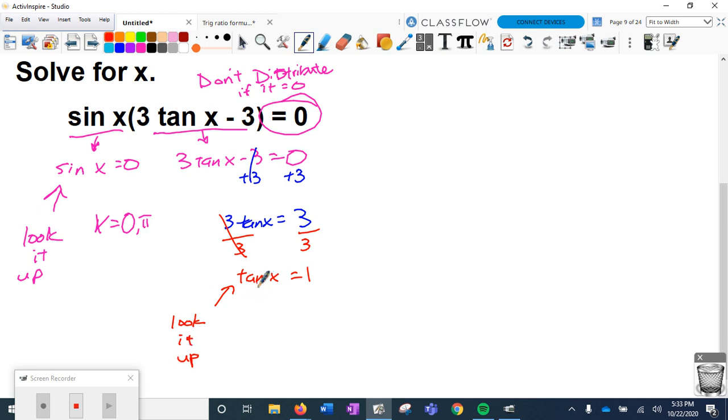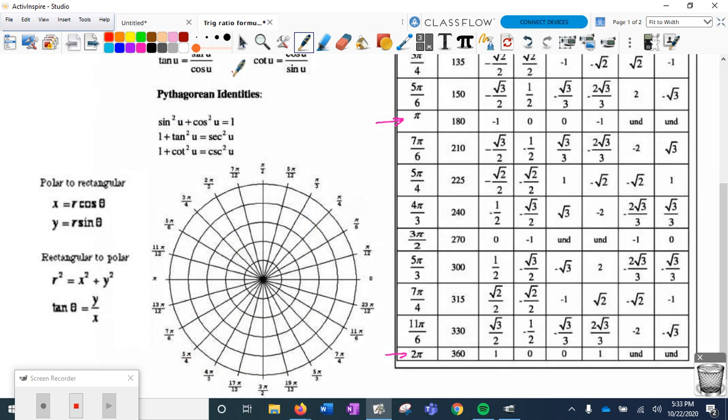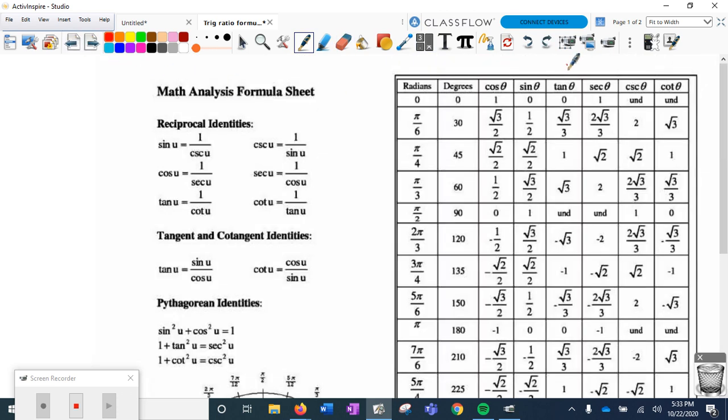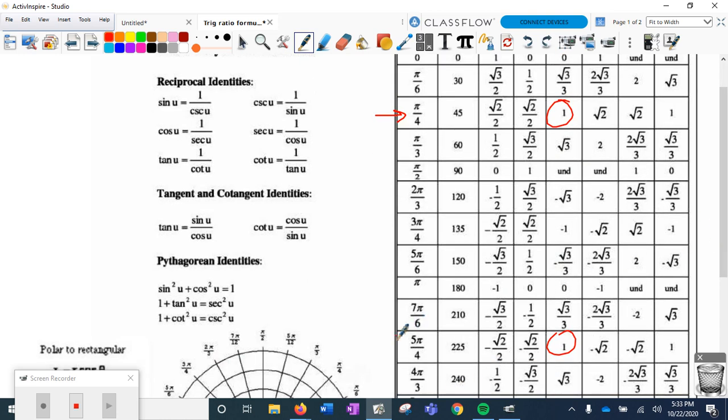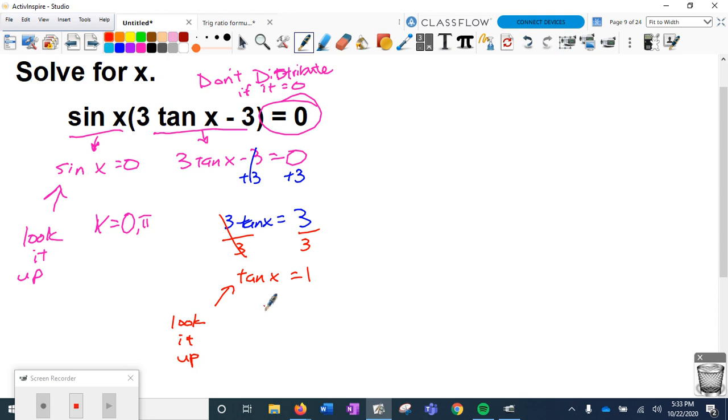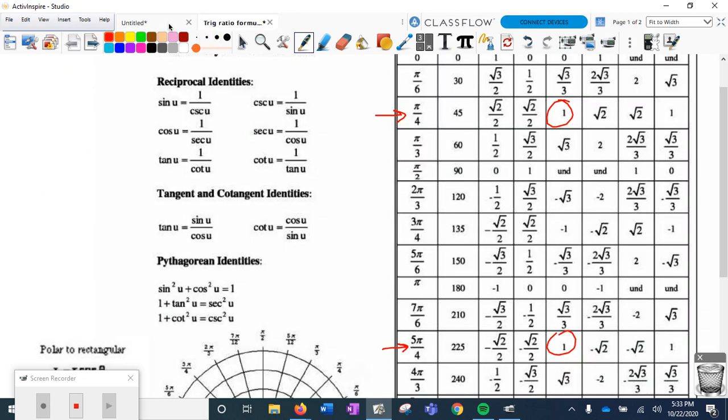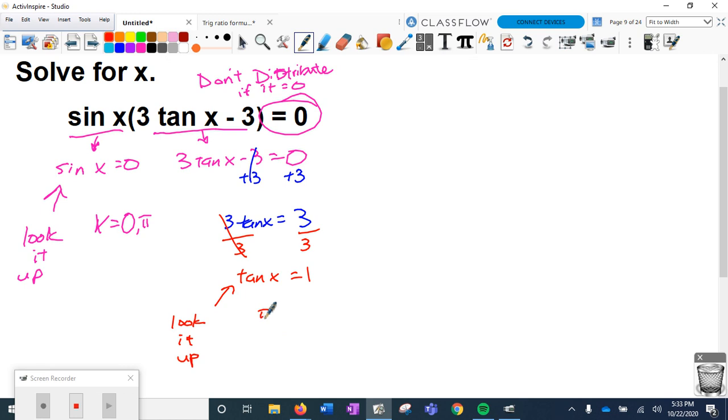Okay, when does tangent equal 1? Okay, let's come back over here. Tangent equals 1 at pi over 4. We don't want that one. That's the negative one. The next one would be, let's see, 5 pi over 4. So pi over 4 and 5 pi over 4.